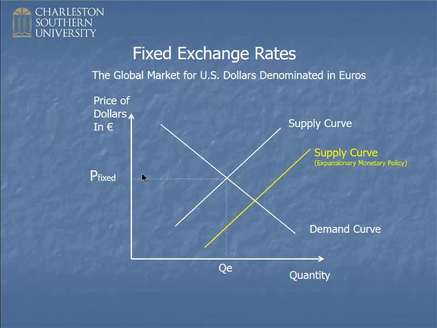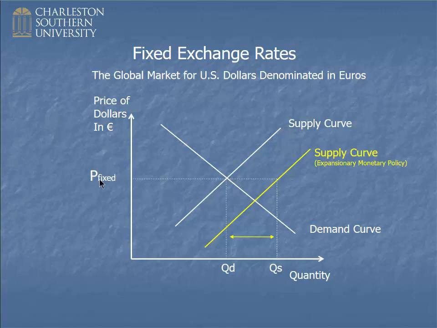Let's have a fixed exchange rate and let's engage in some kind of expansionary monetary policy. So the supply curve would shift out to the right. The value of the dollar should fall, but it can't because it's fixed. So the government's promising to pay at this rate. So what would happen is the quantity supplied of dollars would be way out here. This isn't equilibrium anymore. This is instead just the quantity demanded. And from here to here is a surplus of dollars.